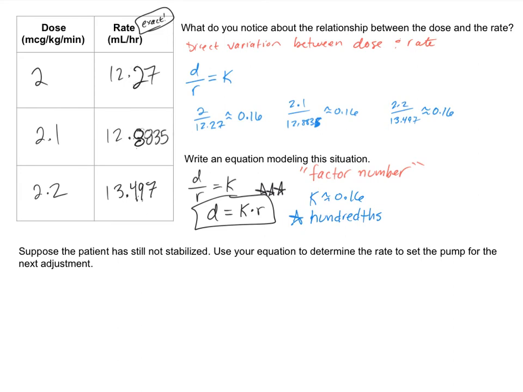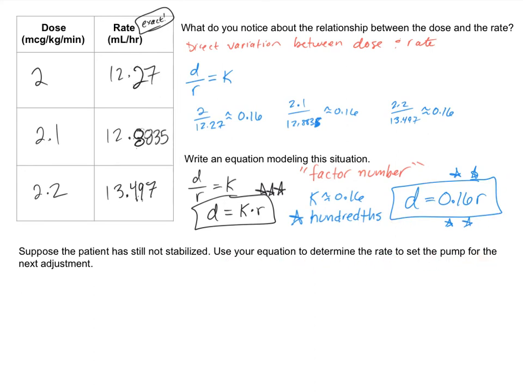So the equation describing this situation, the dose is related to the rate by this formula. The dose is equal to 0.16 times the rate. And now we can use this formula to answer questions. We don't have to constantly be using dimensional analysis. So if the dose changes, which we see here down at this final problem, we're going to suppose the patient has still not stabilized. So instead of doing dimensional analysis, we use this equation to find the new rate.